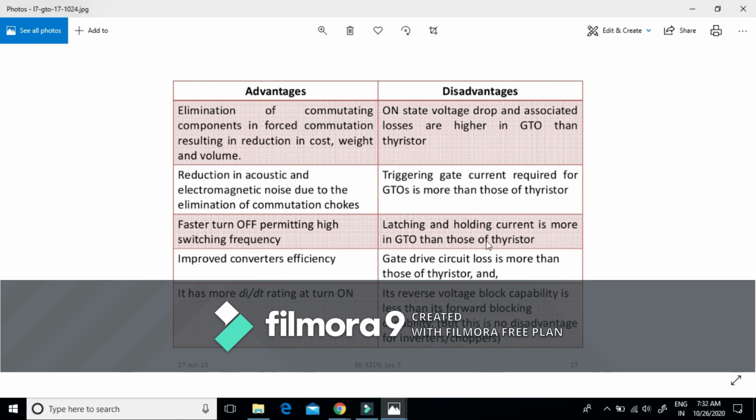And the disadvantage: on-state voltage drop and the associated losses are higher in GTO than thyristor. The triggering gate current required is more, as a high amount of gate current is required in case of GTO. Latching and holding currents in case of GTO are more. Gate drive circuit losses are more as compared to that of thyristor. Its reverse voltage blocking capability is less than its forward blocking capability.